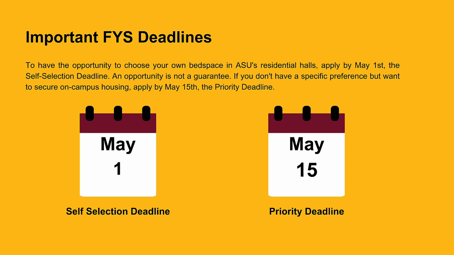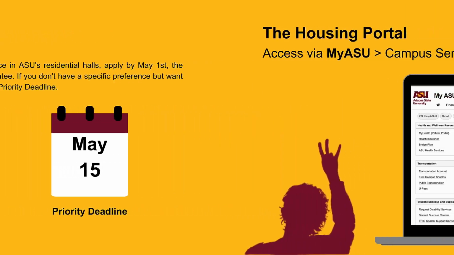Important first year student deadlines. There are two key dates to keep in mind. May 1st, the self-selection deadline. Applying by this date allows you to have the opportunity to choose your own bed space in ASU's residential halls. An opportunity is not a guarantee. The second key date to keep in mind is May 15th, the priority deadline. Applying by this date guarantees you on-campus living accommodations, but not necessarily the opportunity to pick your own bed space.